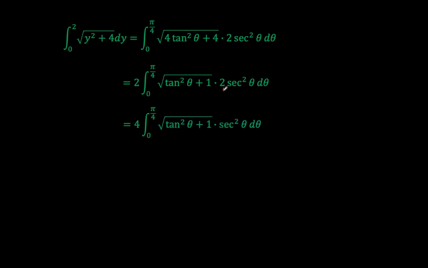And then now we can multiply this 2 and this 2 to make it 4. And we know tan squared theta plus 1 is sec squared theta. The square root is sec theta. So we are left with the integral of sec theta times sec squared theta. Let's consider this integral to be I.